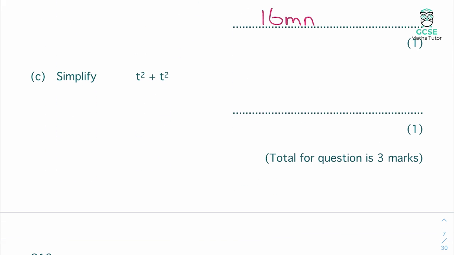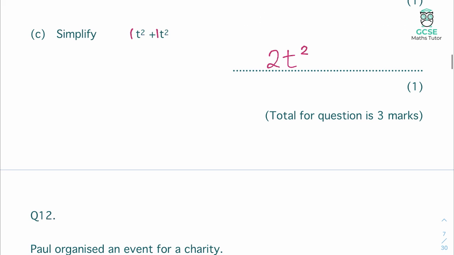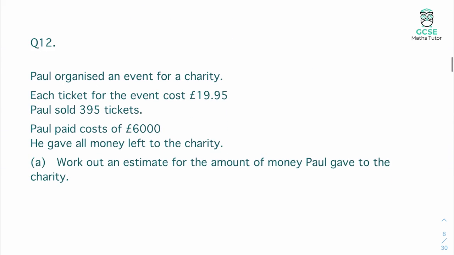We have t squared add t squared, or you could write that as 1t squared add 1t squared. So in total, we have 2t squareds. Remember, when you're adding together, you don't increase the powers. We're just collecting how many t squareds together that we have. There is some of our simplification.